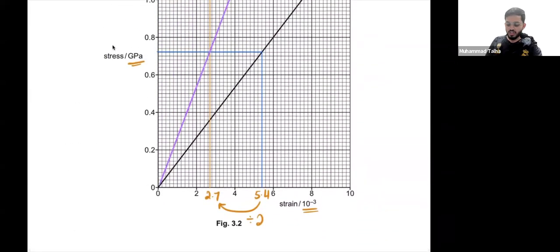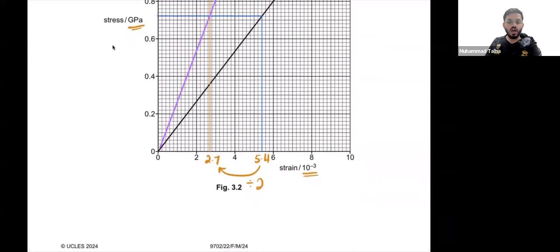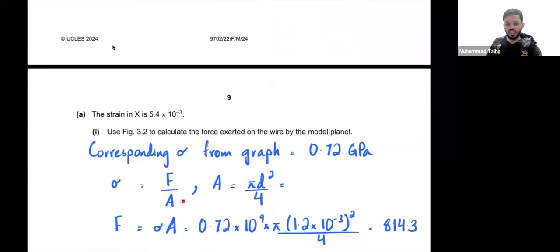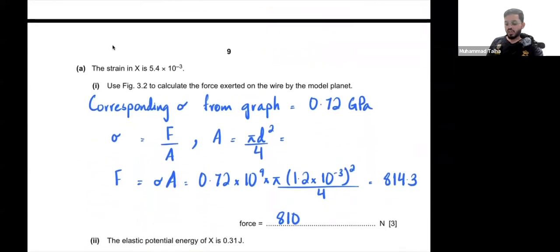So if I do have the strain given, I can just read off what the stress is corresponding to this value. Right in the middle is 0.7. This is one box after that. So that's 0.72 gigapascals. So now that I know the stress, I also know how stress uses the force in its calculation. So stress is force over area. I was given the diameter at the start of the question, so I can find the area using this equation. So F would then be stress times area, and then you just multiply the two. Area is given by pi d squared by 4 for a circular cross section. So just find that out, multiply, and this is the answer I get.